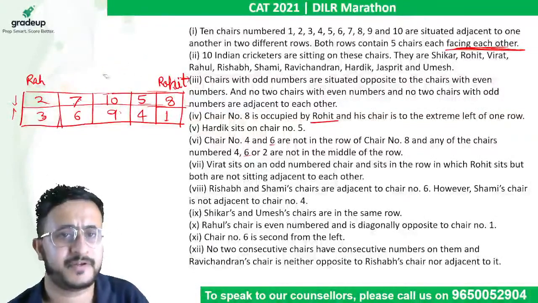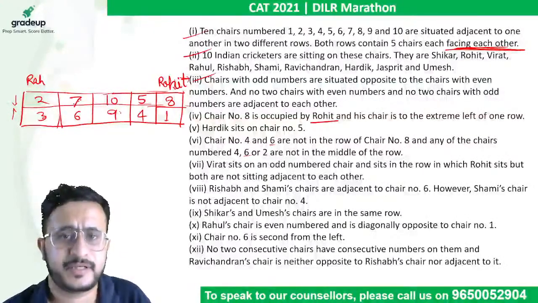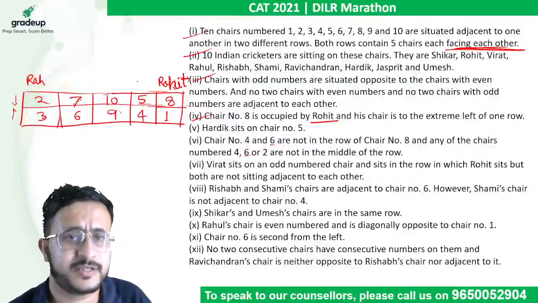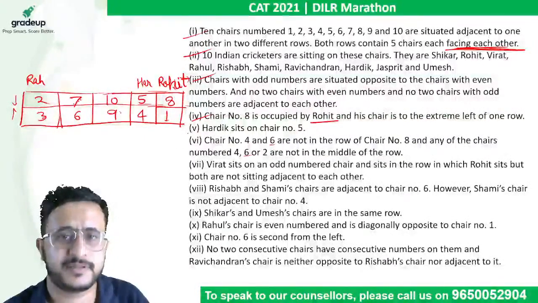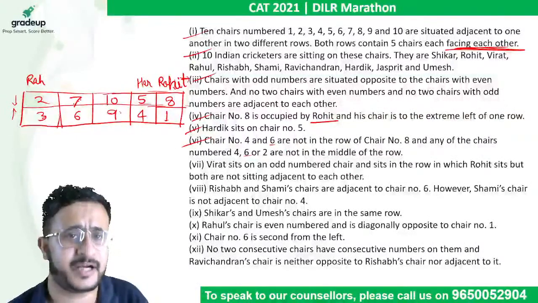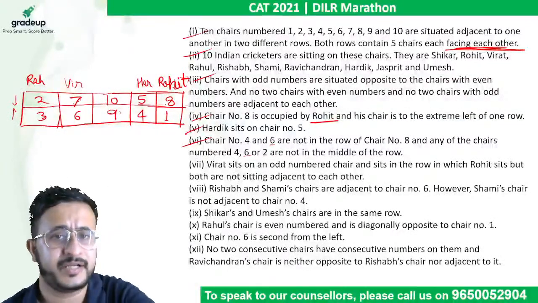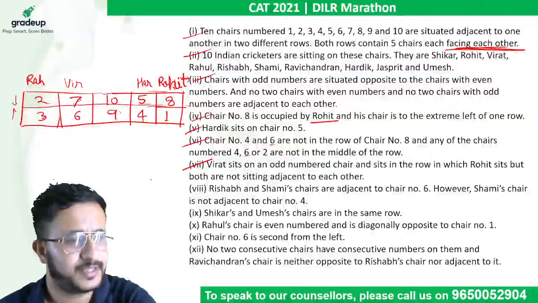Now what we have to arrange these people, ठीक है? अब पढ़ते हैं स्टार्टिंग से. चेयर विद ऑड नंबर्स, ये तो हमने फिल कर दिया, ये भी फिल कर दिया, राइट? चेयर नंबर 8 इज ऑक्यूपाइड बाय रोहित, ठीक है, दैट इज डन. हार्दिक सिट्स ऑन चेयर नंबर 5, ठीक है, हार्दिक राइट यहाँ बैठ गया. ये वी हैव यूज्ड. विराट सिट्स ऑन एन ऑड नंबर्ड चेयर इन द सेम रो इन विच रोहित सिट्स बट बोथ आर नॉट सिटिंग एडजेसेंट टू ईच अदर. मतलब विराट इस रो में बैठा है, ऑड नंबर, सो दिस इज विराट, okay? So Virat is on chair number 7, done, okay?